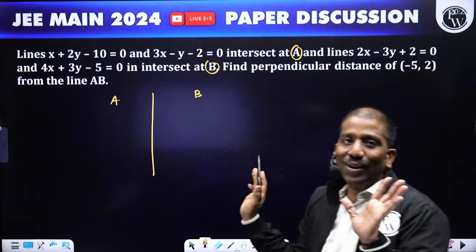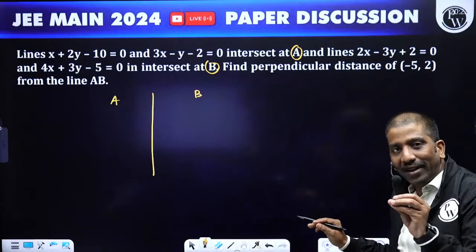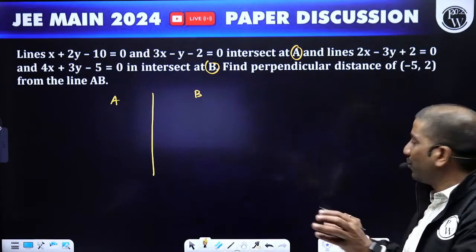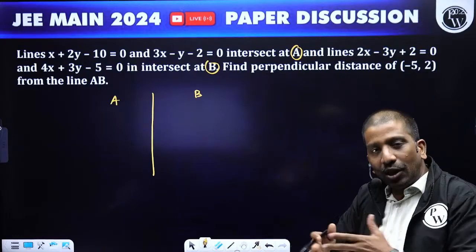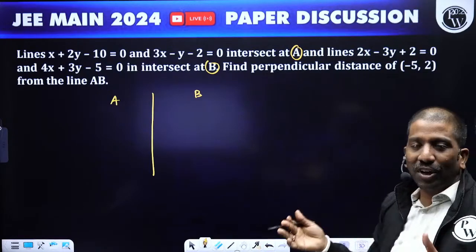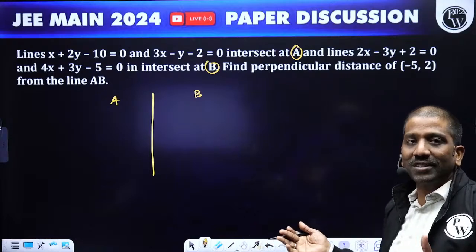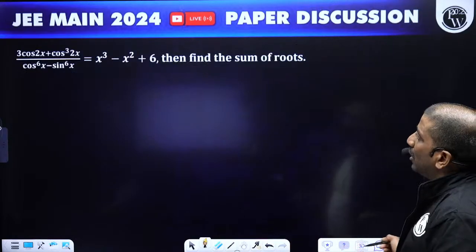So it's just a calculation based question, right? You can find A by solving the given two equations. We can find B, and after that the equation of the line and the perpendicular distance: ax1 plus by1 plus c by root a square plus b square. So that is the question.